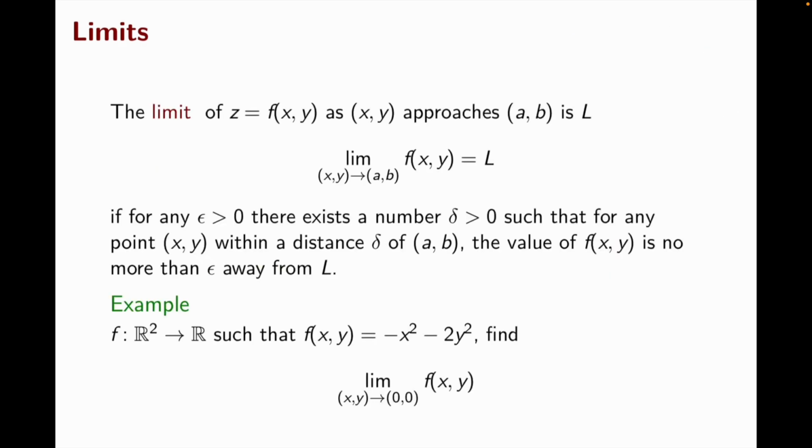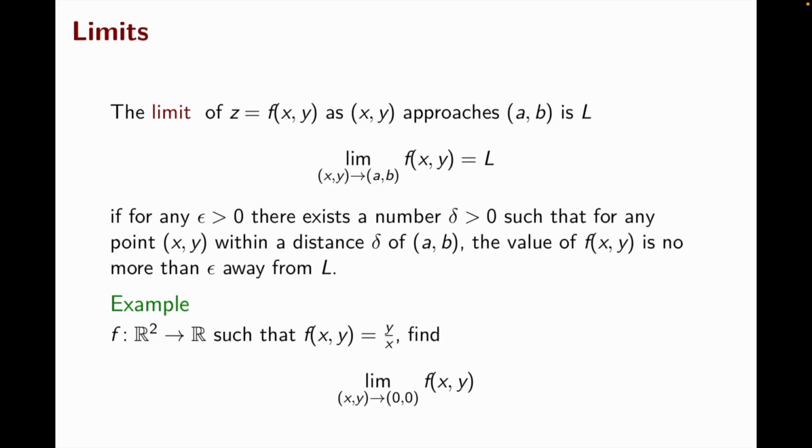And calculating the limit of a function of several variables is in general much more complicated than in one variable. But in a case like this one, for instance, let's try the limit when (x, y) approaches (0, 0) of this function, minus x squared minus 2y squared. Well, let's substitute x and y by 0, and we get minus 0 squared minus 2 times 0 squared. So this is 0 minus 0, which is 0. So in this case, by just plugging in, we are able to calculate this limit and it is equal to 0.